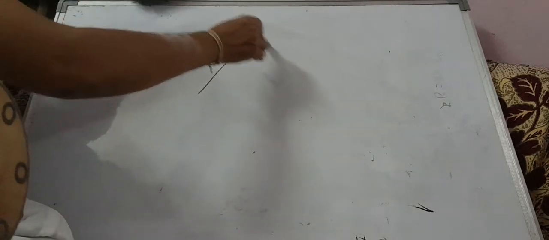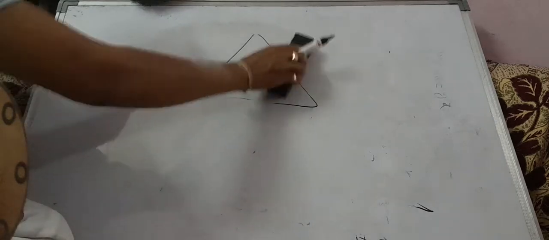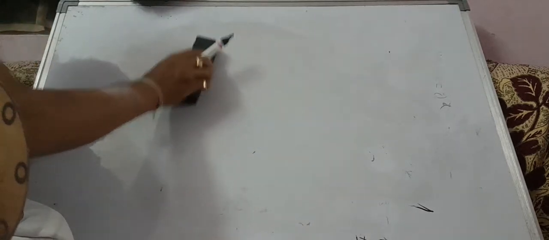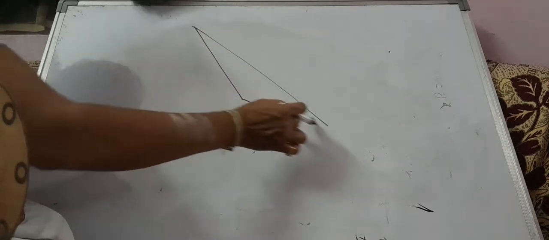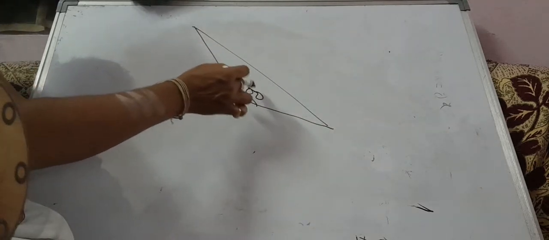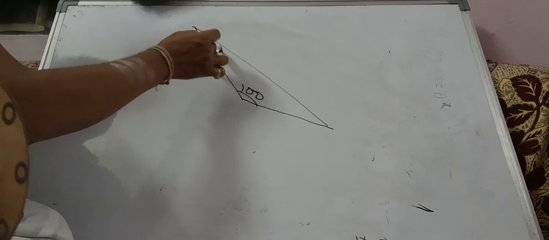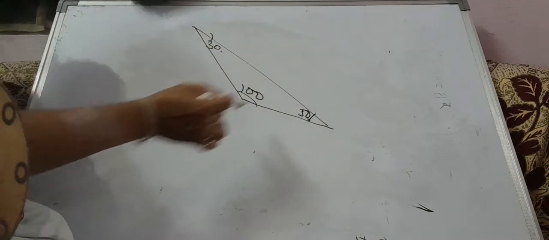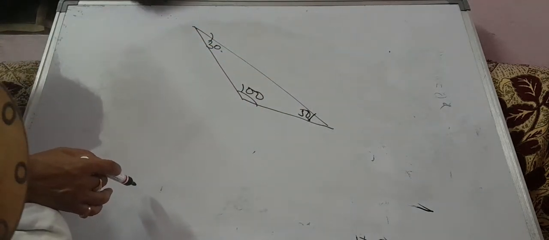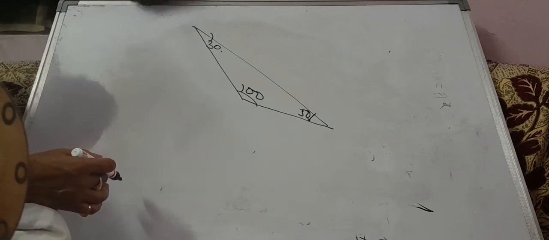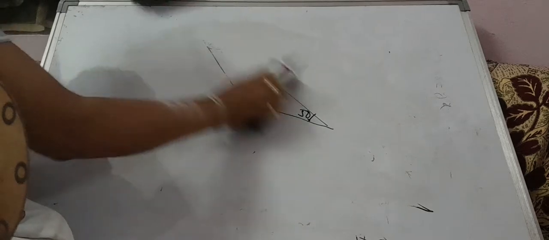And after that one, obtuse angle triangle. If any one angle is an obtuse angle, we cannot have two obtuse angles. See, like this. This is 100 and this is 30 and this is some 50. If any one angle is an obtuse angle, that is called an obtuse angle triangle.